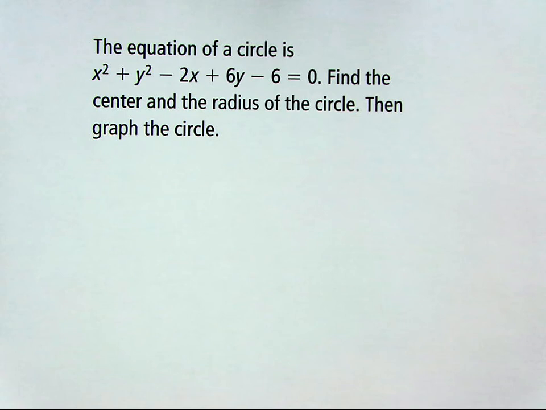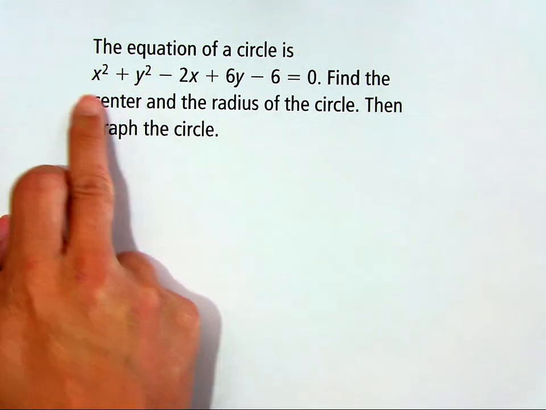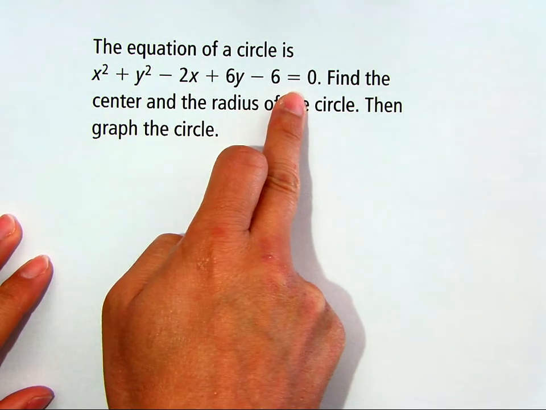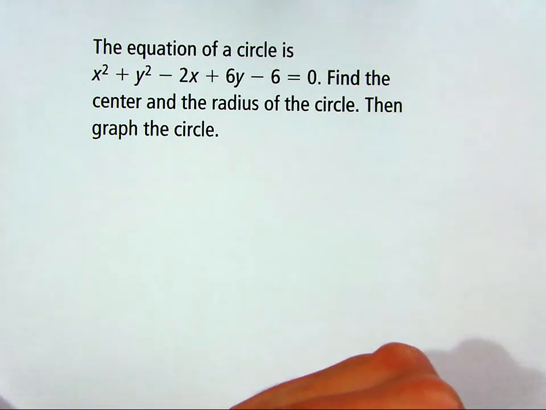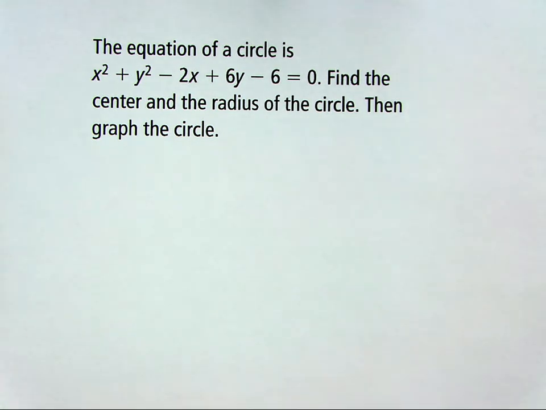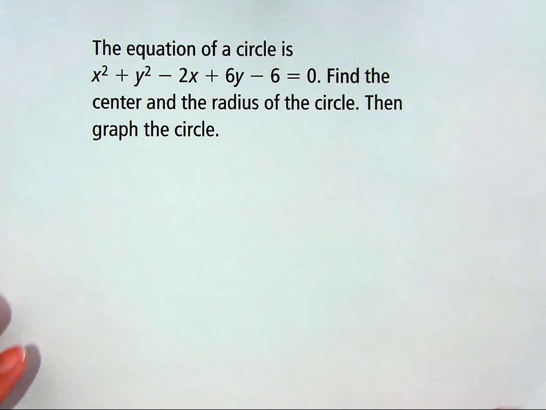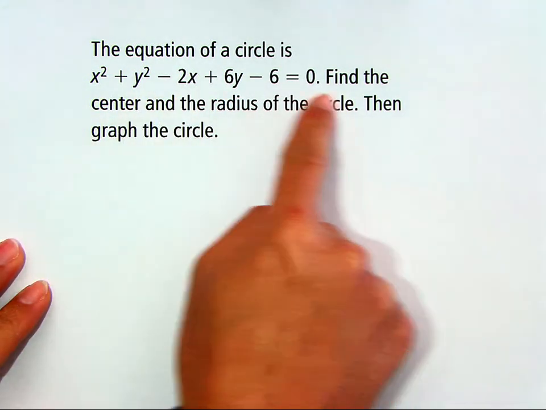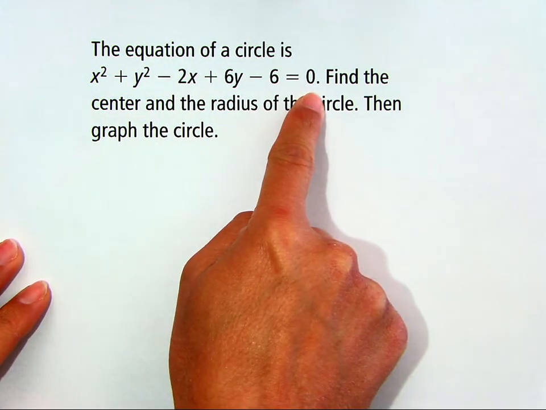Hi. So in this final example here, we're actually going to be working backwards, right? So we're going to start with the equation of the circle and then try to figure out, well, where's the center, how long is the radius, and then we'll produce a graph. Okay. Now this is a very different form than what we've seen so far, right?